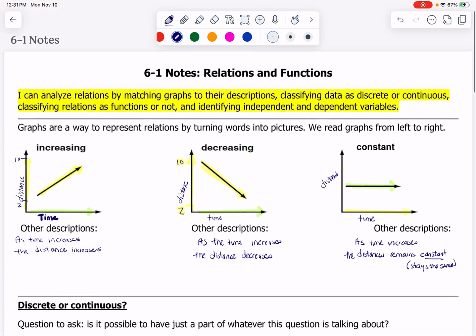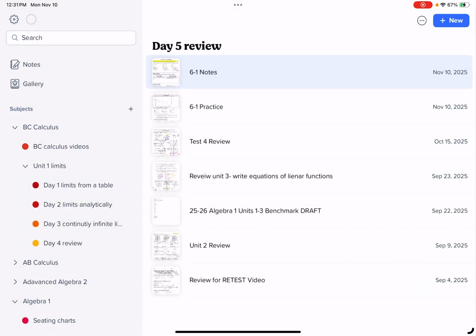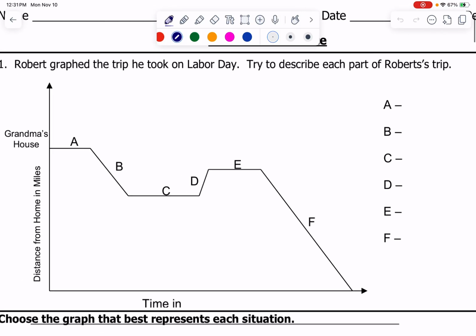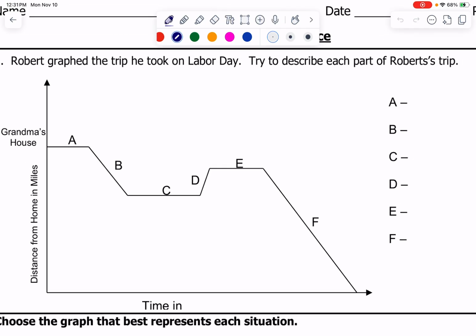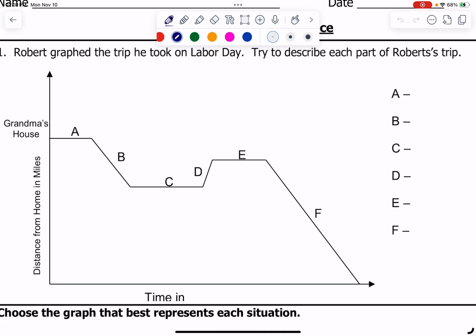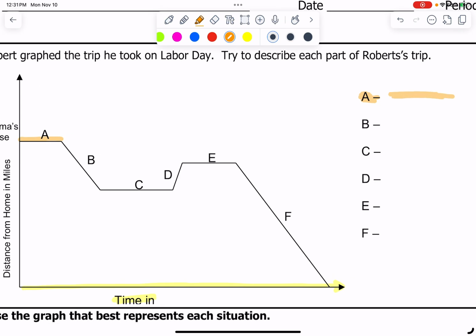Okay, so real quick on your practice, if we look at number 1, Robert graphed the trip he took on Labor Day. Try to describe each part of the trip. So we've got time on the x-axis, so we're looking at time increasing. Let's look at A. On A, does the distance from his grandma's house increase or decrease, or does it stay the same? That's right, it stays the same.